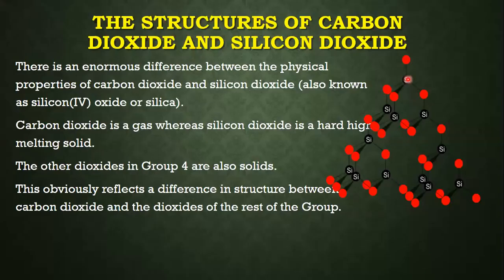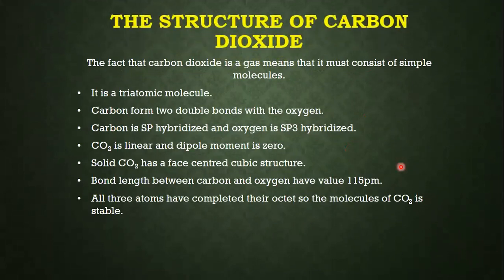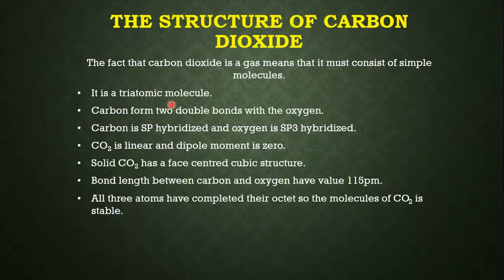In this way, each silicon atom, when it makes four covalent bonds with four oxygen atoms, gives rise to a giant covalent structure. Structure of carbon dioxide. The fact that carbon dioxide is a gas means it must consist of a simple molecule. It is a triatomic molecule, meaning it consists of three atoms, one carbon and two oxygen atoms.